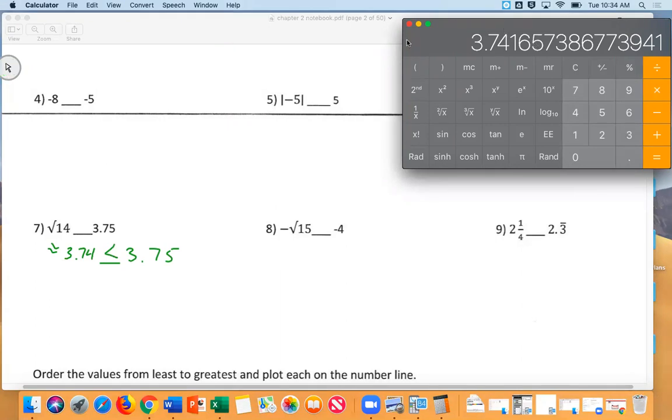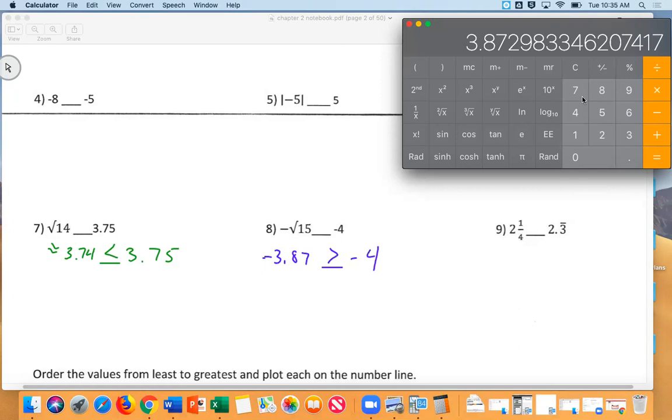Now I need to do the square root of 15. So this is where things get a little funky because there's a negative sign out in front. So let's just talk about 15, and I'm going to take the square root of it. It's going to be negative, because it's a negative square root of 15, so it'll be negative 3.87. And I'm comparing that to -4. The negative 3.87 is bigger, because I'd rather owe $3.87 than $4. So that's why I got that.